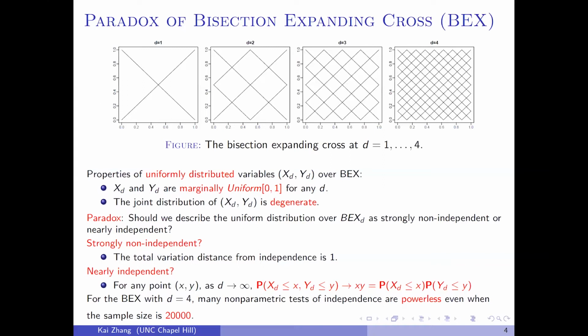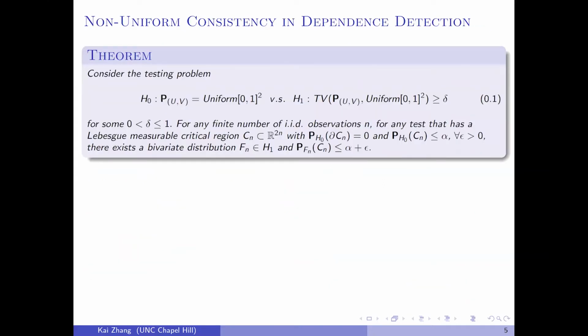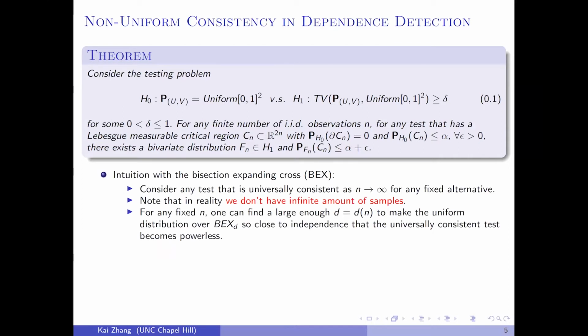So why is that? There are many reasons, but one important reason is this non-uniform consistency, which is summarized in this theorem. This theorem states that for the problem of testing independence against delta away from independence in total variation distance, for any sample size and any test you can think about, there exists an alternative distribution such that the test you are thinking about is powerless. This fact can be explained by the fractal on the previous page.